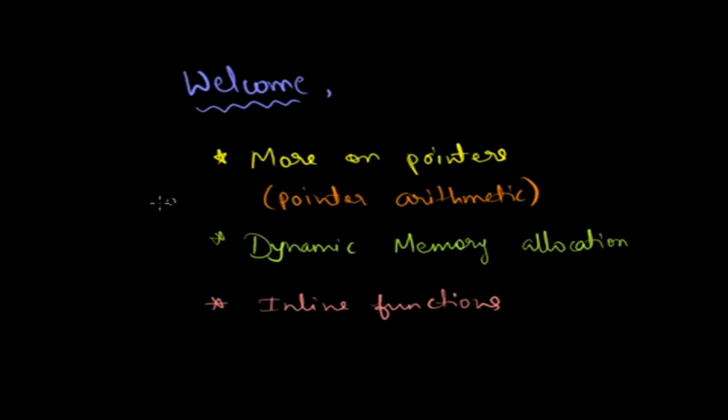In today's lecture we are going to explore a little bit more about pointers. We are going to do pointer arithmetic. Then, very related to pointers, is dynamic memory allocation, how to allocate memory dynamically. So we are going to look at dynamic memory allocation, and then we are going to look at inline functions. A part of functions has been remaining since the last lecture, so we are going to complete functions today.